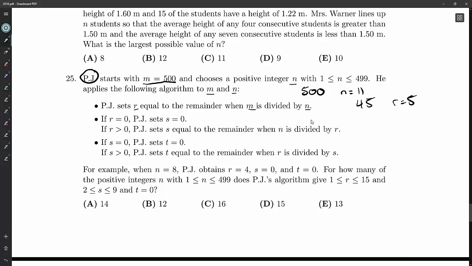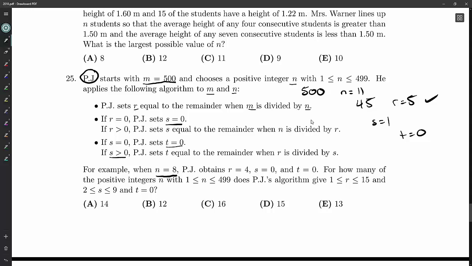So then if r is equal to 0, it's not, PJ would set s equal to 0. If r is greater than 0, it is, PJ sets s equal to the remainder when n is divided by r. So 11 divided by 5 is 2, with a remainder of 1. If s equals 0, then PJ sets t equal to 0. If s is greater than 0, which it is in this case, PJ sets t equal to the remainder when r is divided by s. Yeah, this is basically the standard Euclidean algorithm. The remainder when 5 is divided by 1 would be 0 in this case. Okay, and they're doing an example for me.